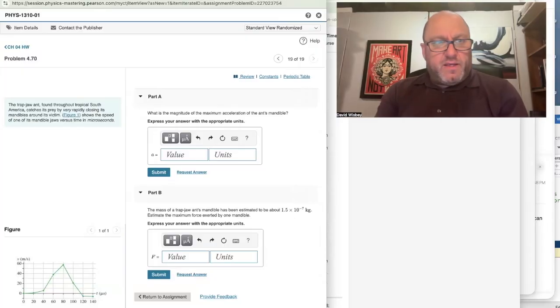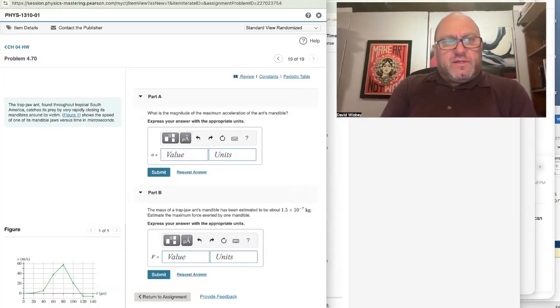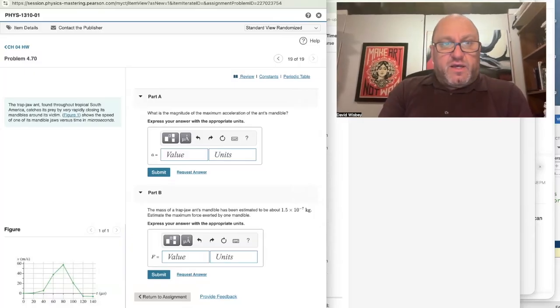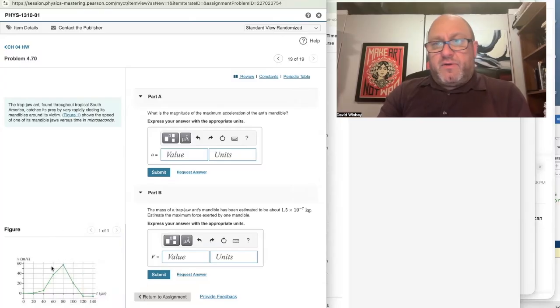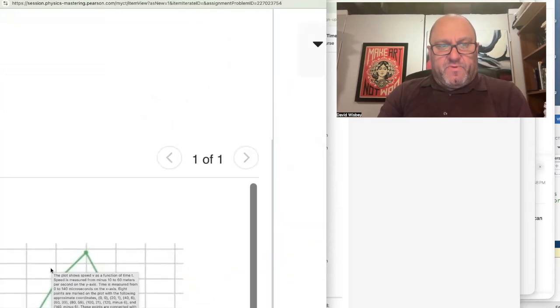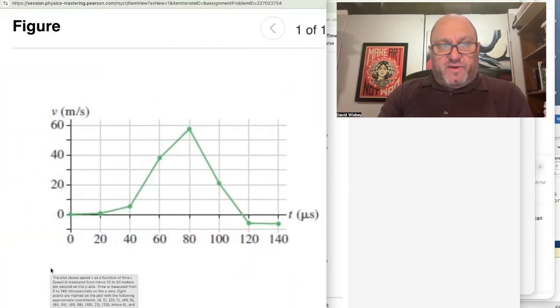This video is about problem 4.7. So let's take a look. A trapjaw ant found throughout tropical South America catches its prey by very rapidly closing its mandibles around its victims, shown in figure 1. Figure 1 shows the speed of one of the mandible jaws versus time in microseconds. So let's take a look at the figure here.